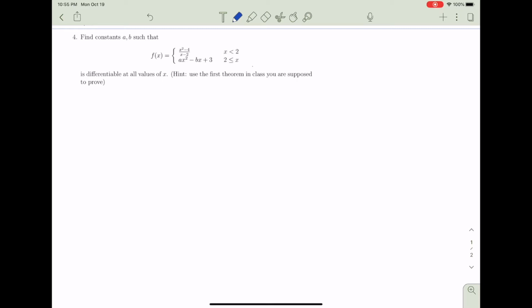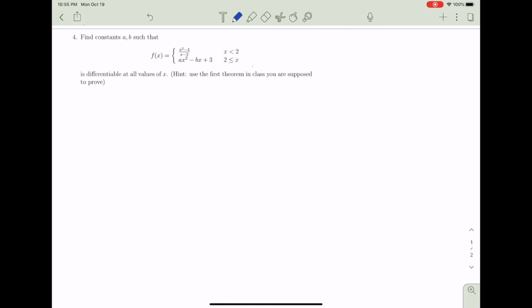This time we are solving question 4 from worksheet 5. We have our function f of x defined as a piecewise function, and what we need is to find two constants a and b such that this piecewise function is differentiable for all values of x. So let's take a look.